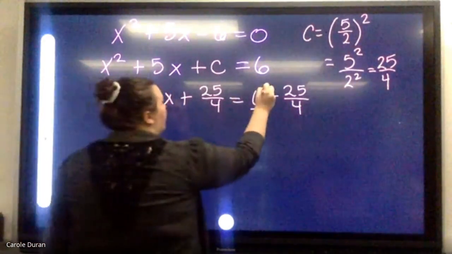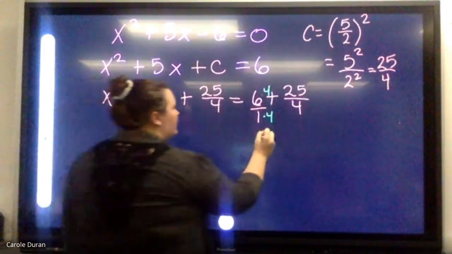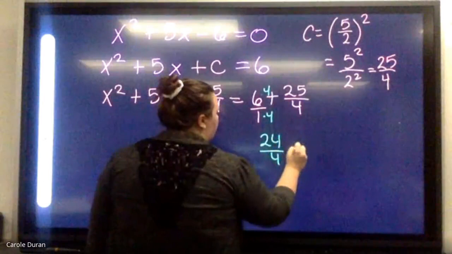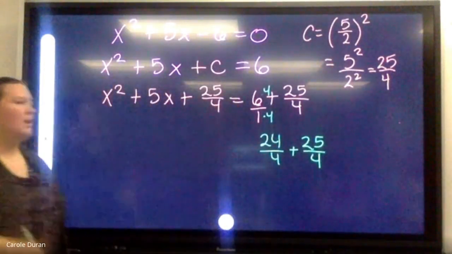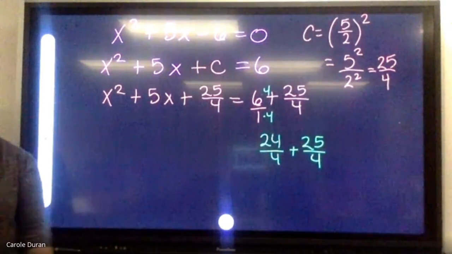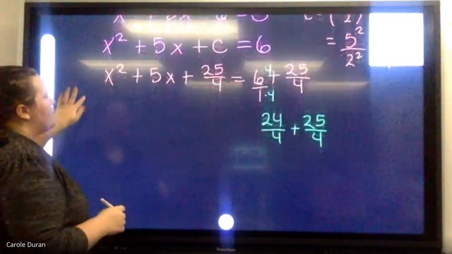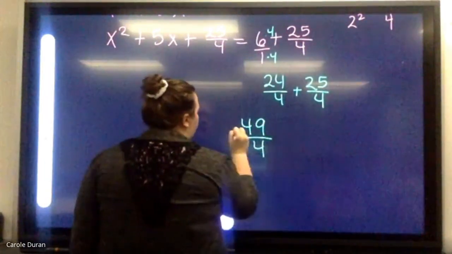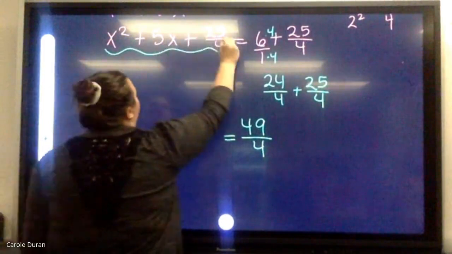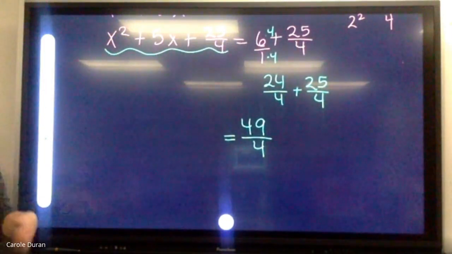What I do to the bottom, I also have to do to the top. So I'm going to multiply both the top and the bottom by 4, which turns it into 24 over 4 plus 25 over 4. And then I just put 24 and 25 together to get 49. So now on my right side, I have 49 over 4. And on my left side, I still have this quadratic. Give you guys a second to process that.